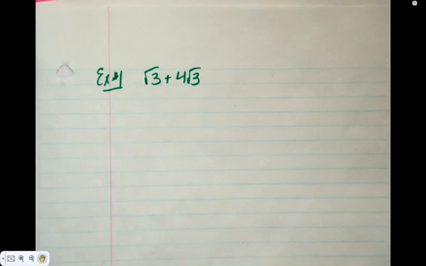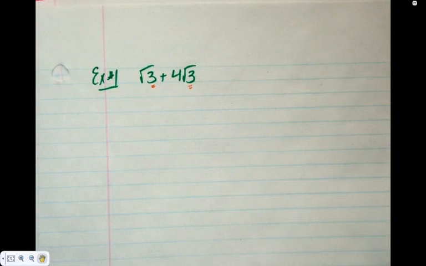Step number one, we do what we did yesterday. We just see, can I simplify this? So we look at the 3. And if I were to prime factor 3, would I have anything in there that I could take the square root of?